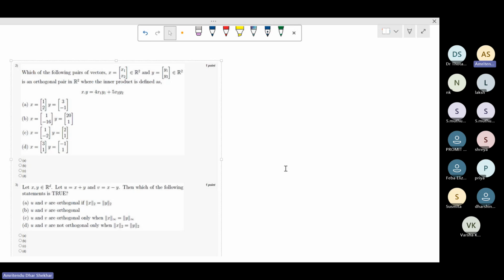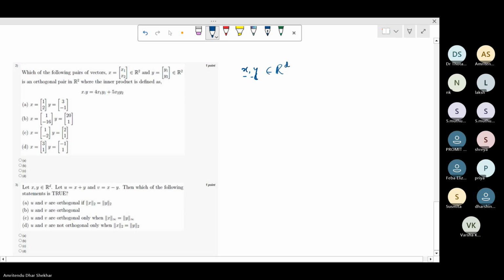Right, the second problem is a very straightforward problem. So again, it's just pure computation. So let's say you are given two vectors x and y in R^D, and there is a notion of an inner product.